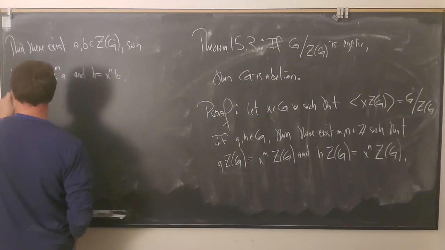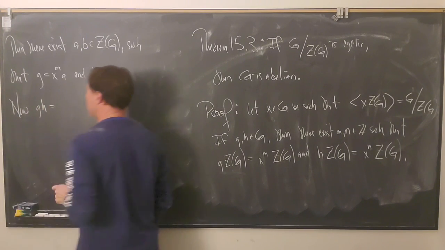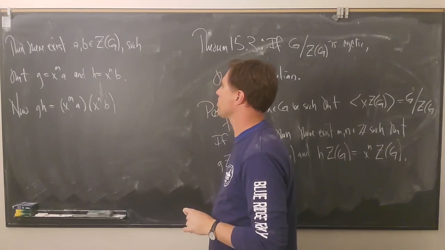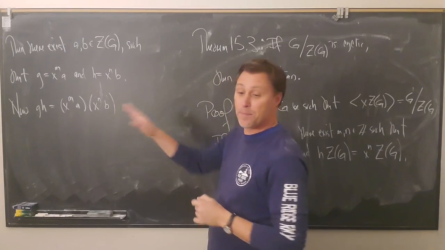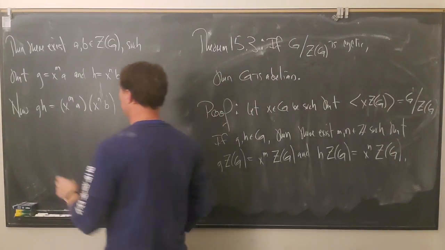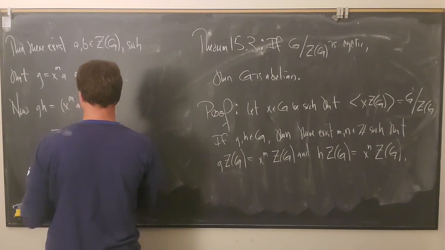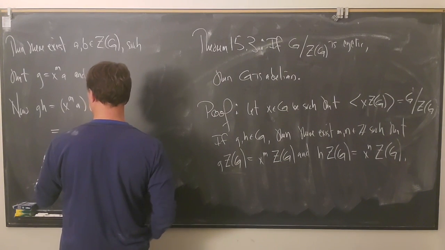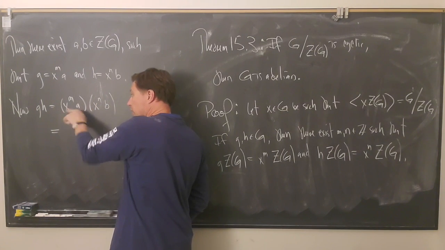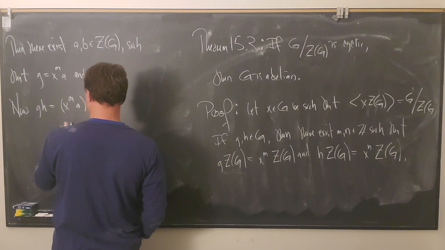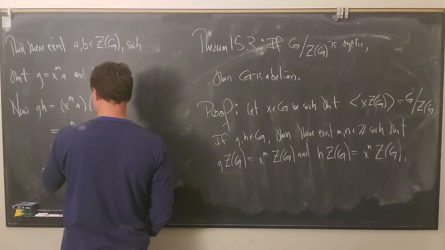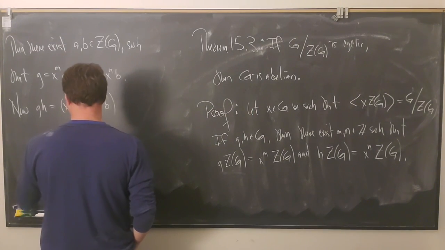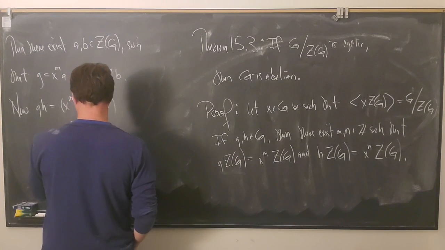Now, if I look at gh, that's going to equal x^m a x^n b. And now we need to use the fact that a and b live in the center, so they can commute, they can slide wherever they want. I want it to say hg, so I'm going to start interchanging things. The x^n can push all the way through. Let me write out the details. So this is x^m x^n ab. All I did was interchange the a and the x^n. That's equal to x^n x^m ab.